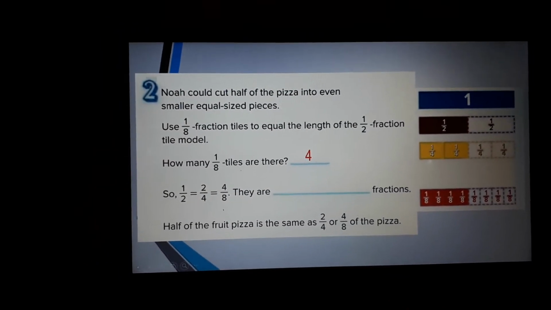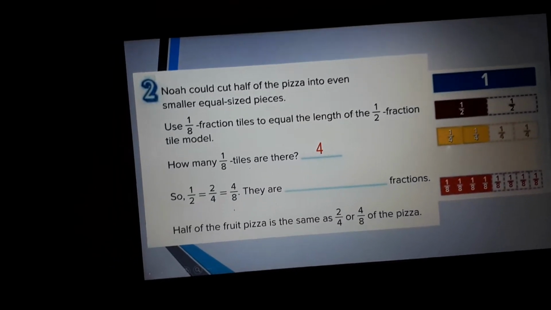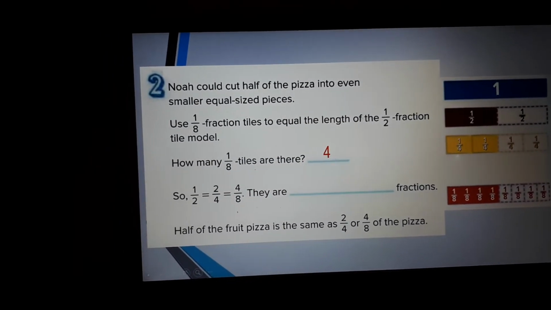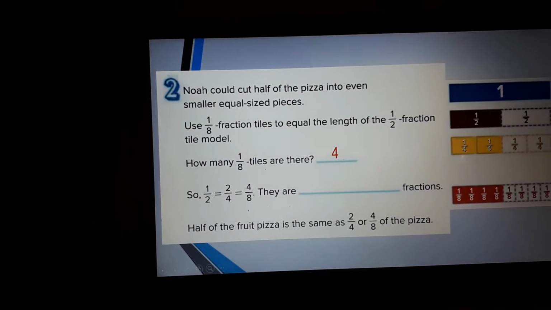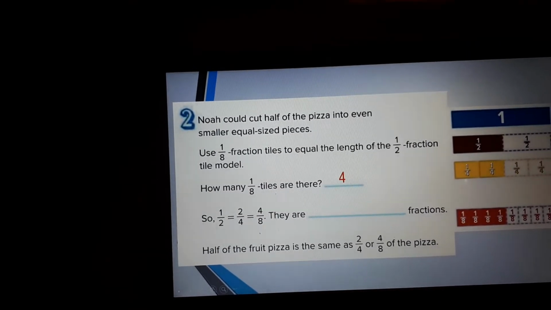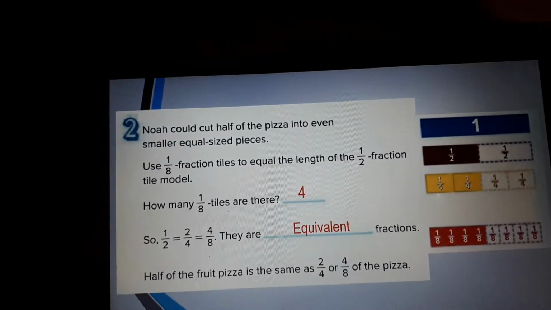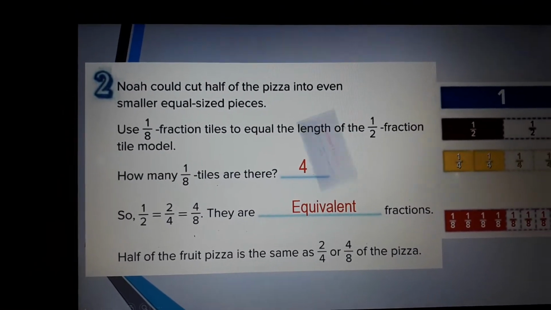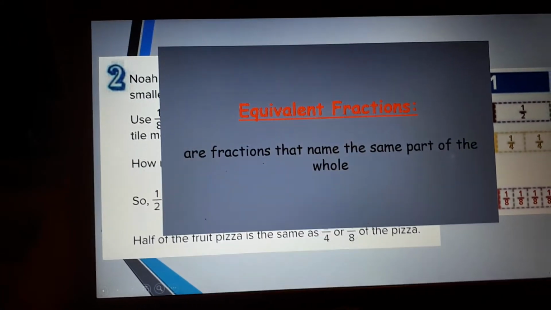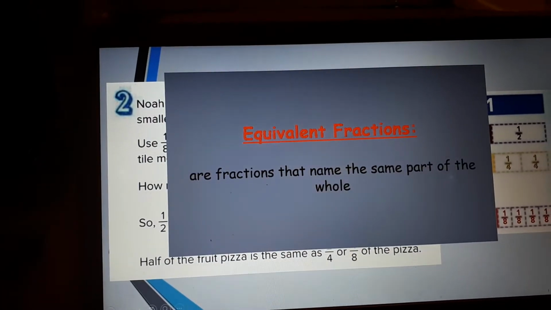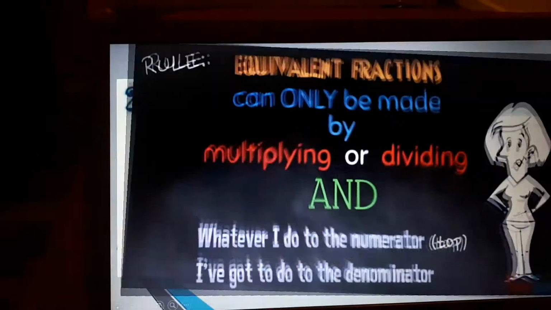Excellent. So 1 over 2 equals 2 over 4 equals 4 over 8. These are all equal fractions. So we call them equivalent fractions. Great job. So again, equivalent fractions are fractions that name the same part of the whole.